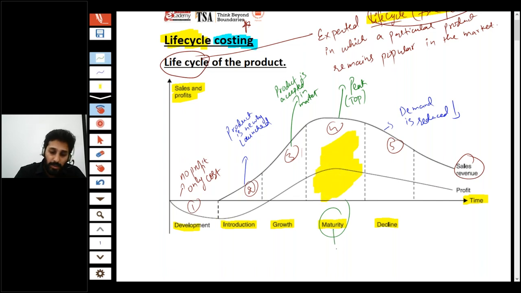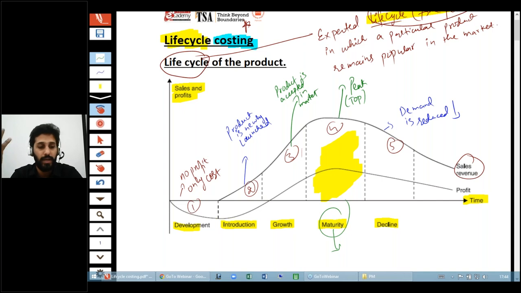In this maturity stage, organizations should bring something new in their product or services. I can give you a live example. We all are using WhatsApp, and you know there are regular updates in WhatsApp. WhatsApp is kind of a market leader in this communication era, because it's easy to communicate anywhere, anytime.